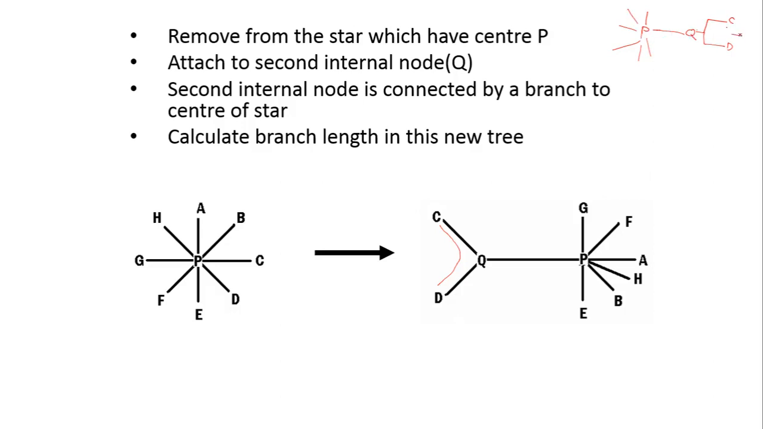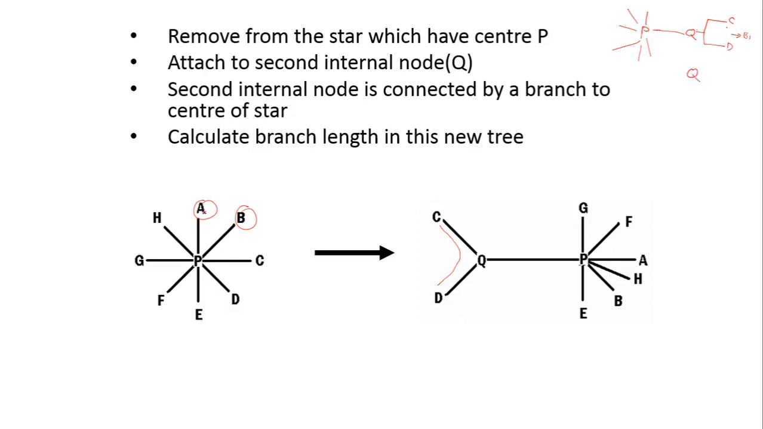We'll say, for example, we ended up calculating the branch length as B1. So again what we would do is place this C and D back into the star, and then randomly select another two sequences. Let's say, for example, now we have ended up selecting A and B.